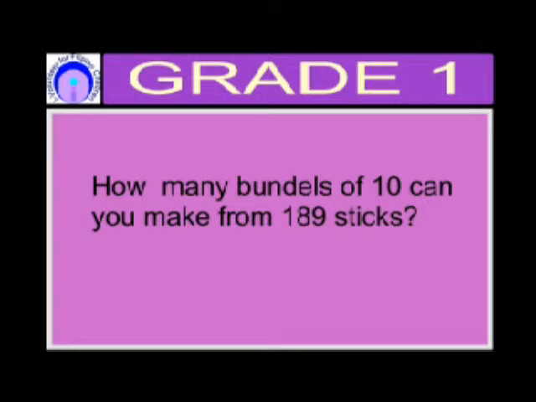Good luck! How many bundles of 10 can you make from 189 sticks? I repeat, how many bundles of 10 can you make from 189 sticks? Go!